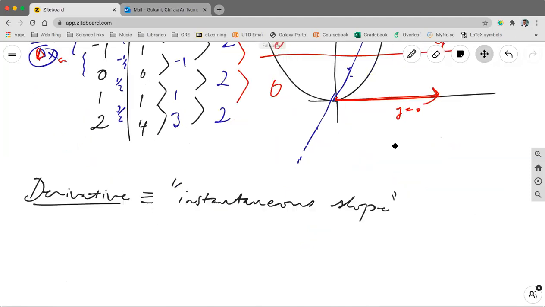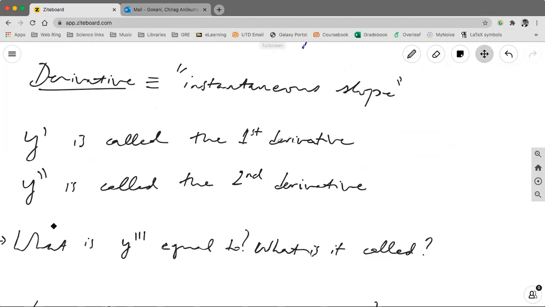And can you use your imagination and tell me what it would be called if y prime is called the first derivative and y double prime is called the second derivative? What is y triple prime called? Third derivative. Yeah, it's called the third derivative. And this goes on and on. So to answer this question, y triple prime is equal to 0, and it's called the third derivative. So you can take an infinite number of derivatives, but eventually, at least in the case of things like x squared or x cubed, powers of x, eventually you'll get to a boring result. Eventually your derivatives will become 0.